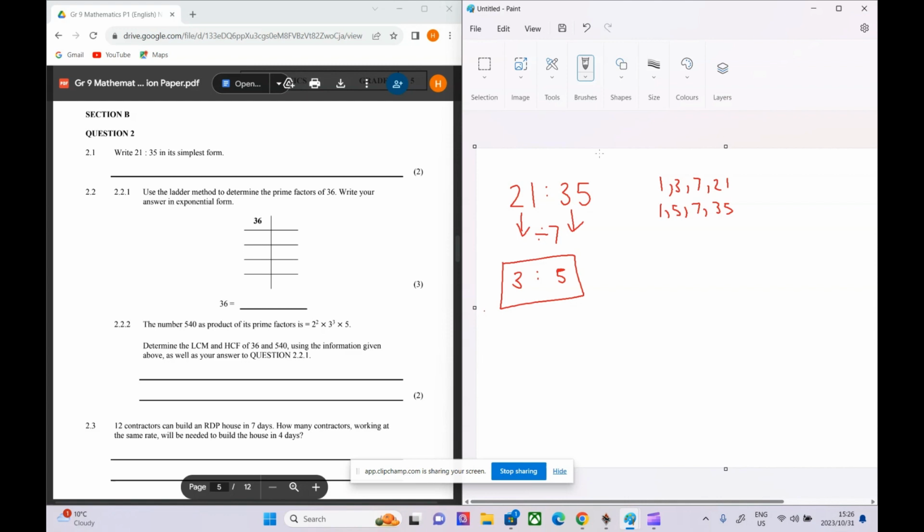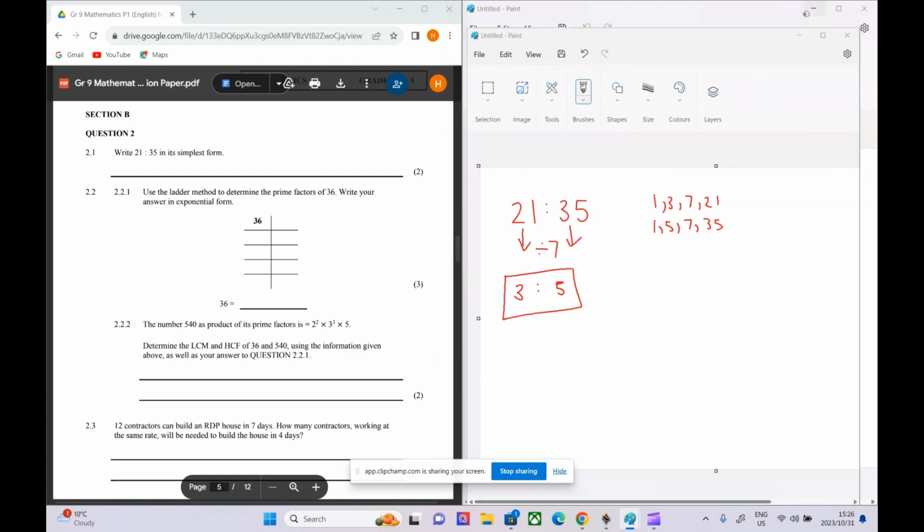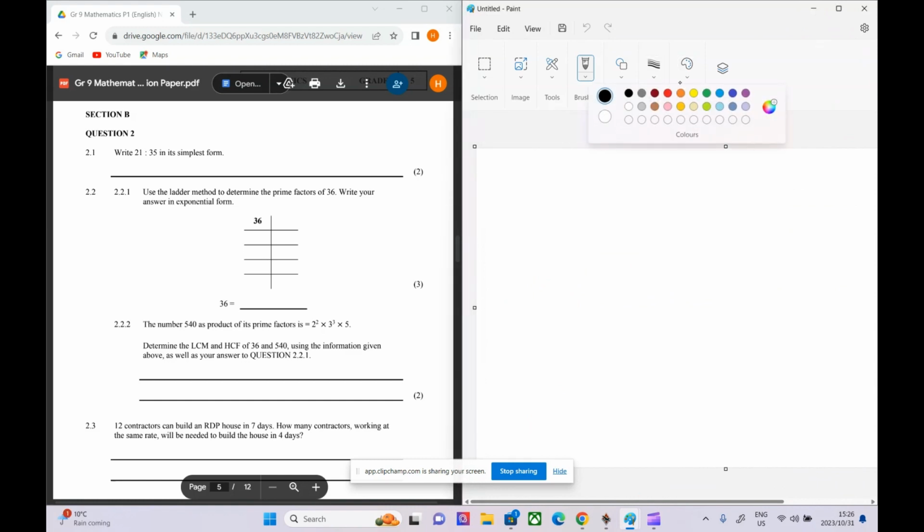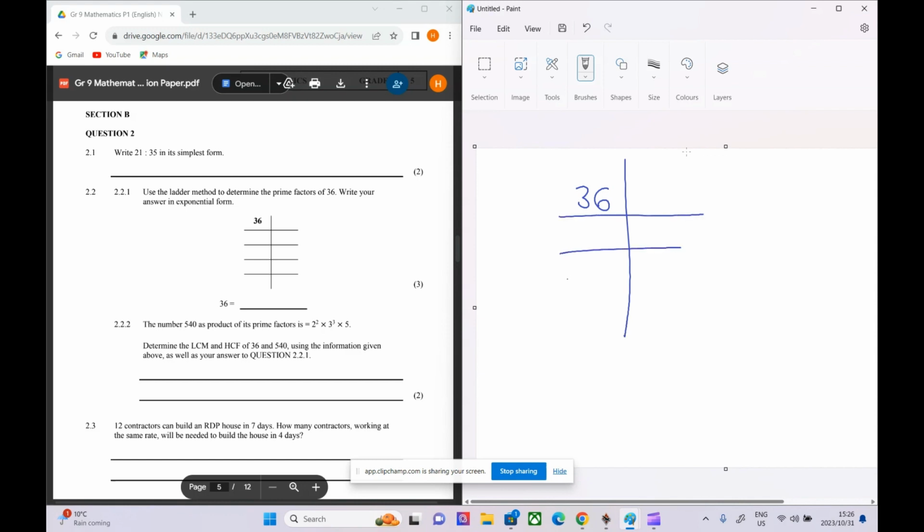Then question 2.2, there we've got use the ladder method to determine the prime factors of 36. Okay, so ladder method, it sounds scary. All we've got to do is if we write 36 like this, what we do then is we draw our ladder and we're going to break it down. So we want prime factors, so that's 2, 3, 5, numbers like that.